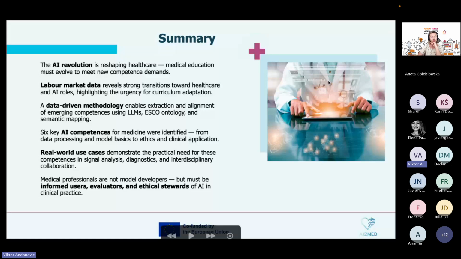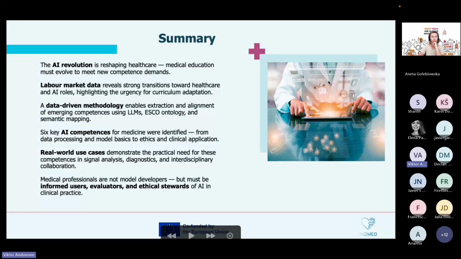We saw that the applied data-driven methodology enables extraction and alignment of the competences using state-of-the-art models such as the LLMs, on the side of generative AI, and SBERT, sentence transformers models, on the contextual side. So this, together with the ESCO ontology, makes a data-driven method, a framework which can be used for enhancing the academic curricula, in order to meet the massive demand that the AI revolution is making in the medical domain.